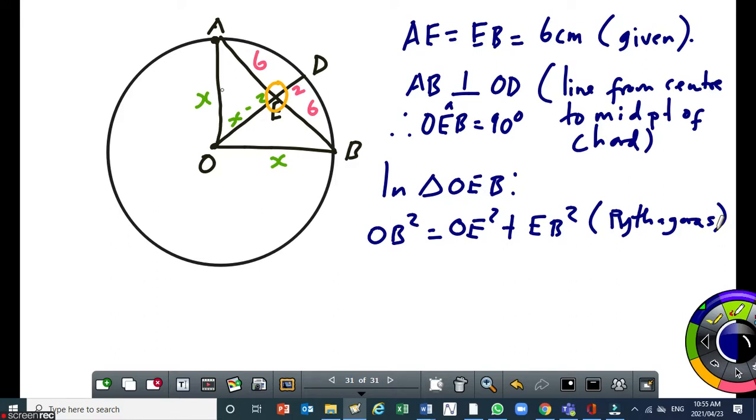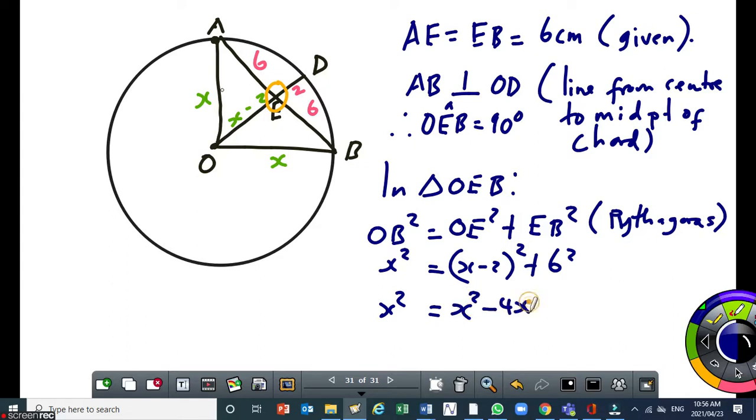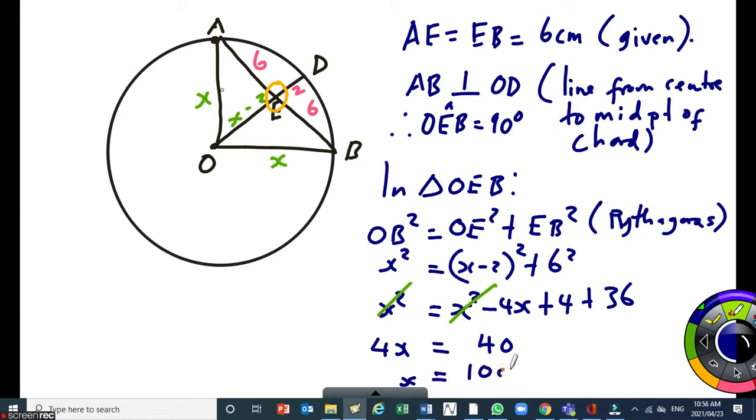Okay? Then you substitute. This is x, and my OE is (x minus 2) all squared. My EB is going to be 6 squared. So I'll get x squared equal to, I'm not going to go back to the basics of simplifying (x minus 2) all squared. You should know that we get a perfect square trinomial: x squared minus 4x plus 4 plus 36. Then, if I take this x squared to the left, it will cancel out with that. So I can just take the minus 4x to the left. These two are going to cancel out. Then I'll equate that to 40. What that means is my x is going to be 10 centimeters.